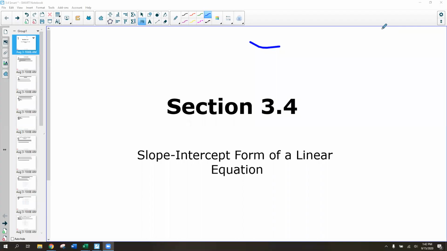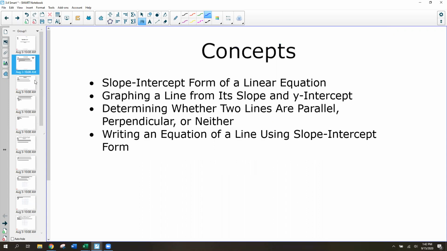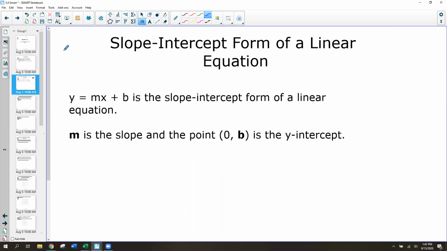Hey everybody, these are the notes for section 3.4. This is the second to last section in this chapter. So in this section, we're going to talk about the slope-intercept form of a linear equation.